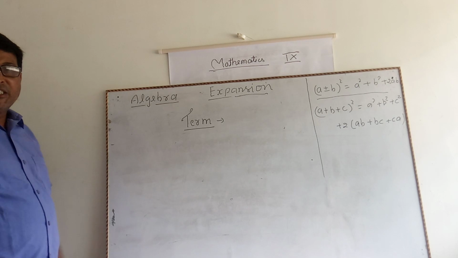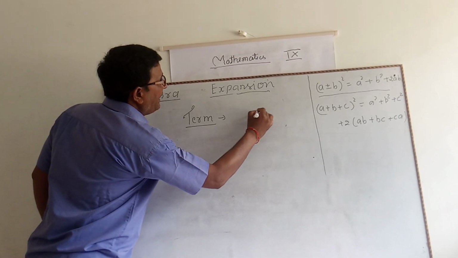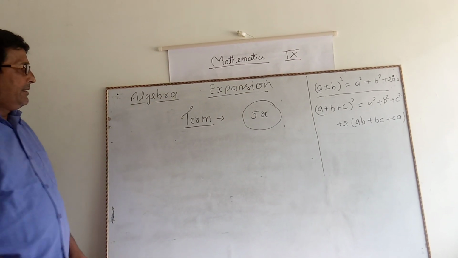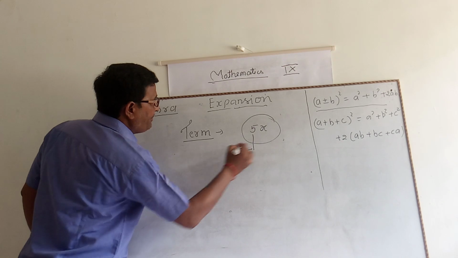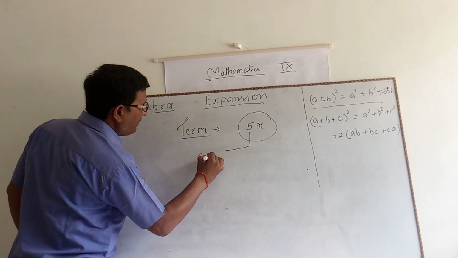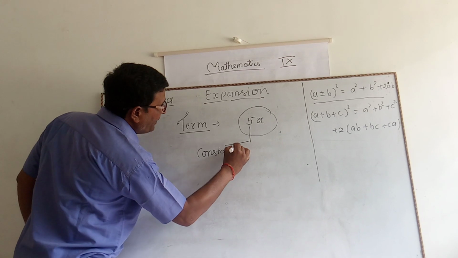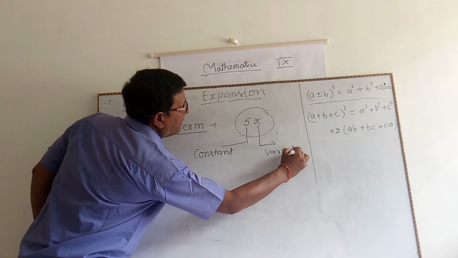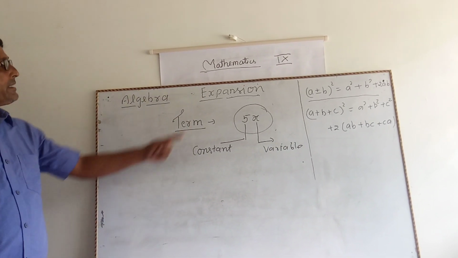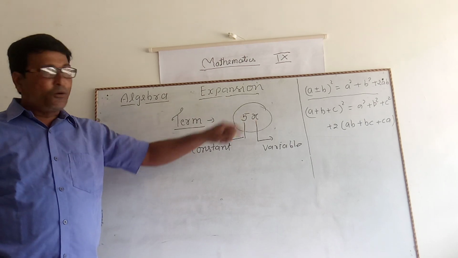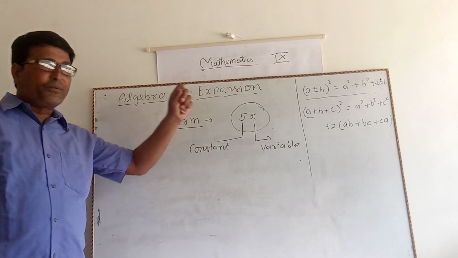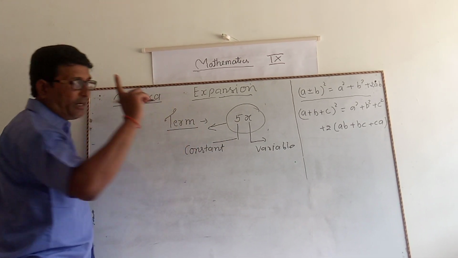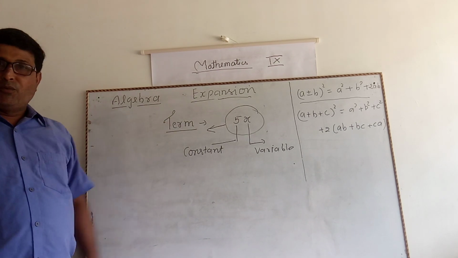A term is the combination of a constant and a variable. Suppose I have written here 5x. In 5x, 5 is known as the constant, whereas x is known as the variable. Already you know that 5 is the coefficient of x and x is the coefficient of 5. This is called a monomial because it has only one term.